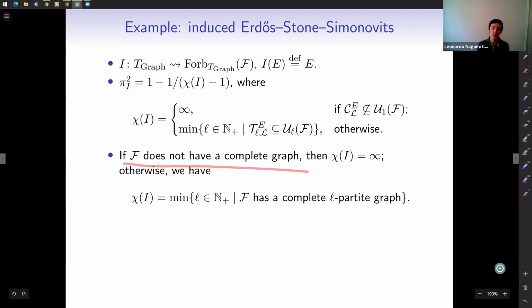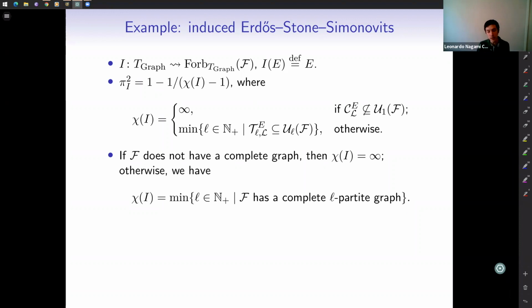If F does not contain a complete graph, then the chromatic number is infinity. If F contains a complete graph, then the chromatic number is given by the minimum L such that the family contains an L complete graph. And that gives you the induced version of the Erdos monoids.